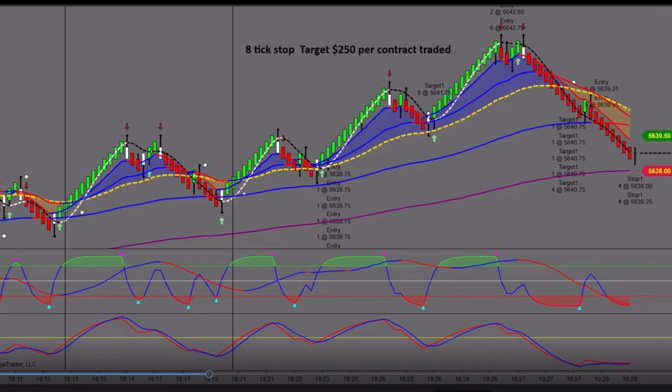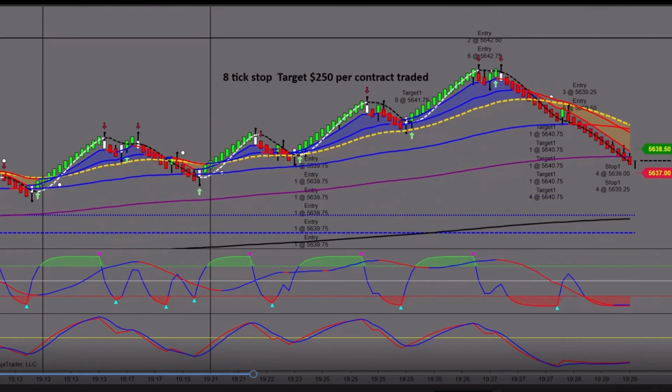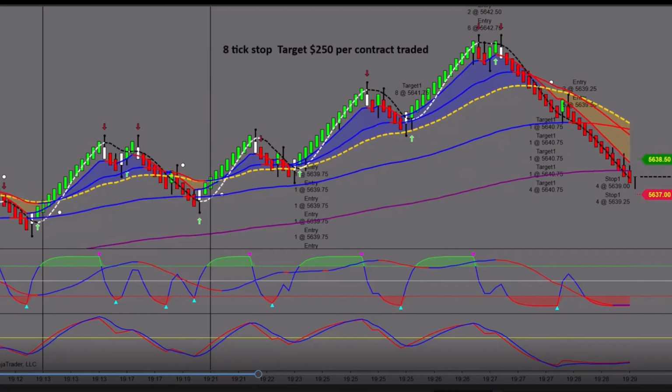and I'm now waiting for another setup. So I'm out of that one. Price is coming. I'll just move this along, and just here I'm considering another trade.